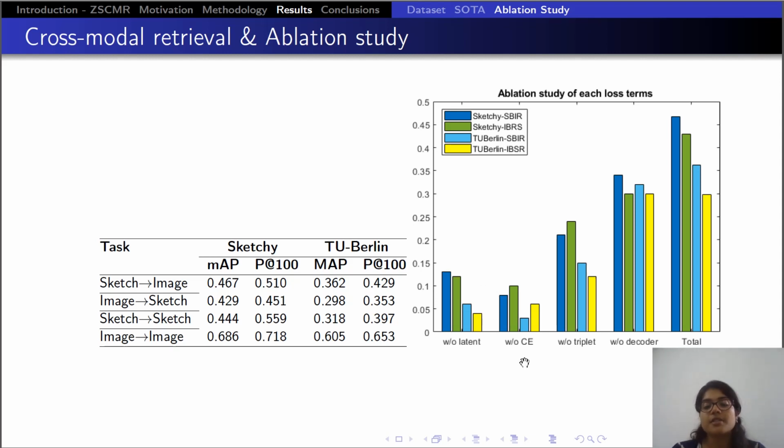This is the cross-entropy loss. Again, without the cross-entropy loss from the total loss function, the model performance falls down very much. However, the triplet loss and the decoder loss help in achieving the extra boost over the other methods. So it does help in getting finer, better results.